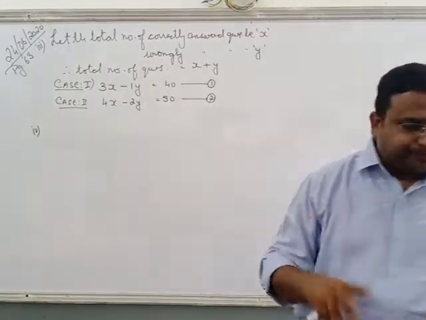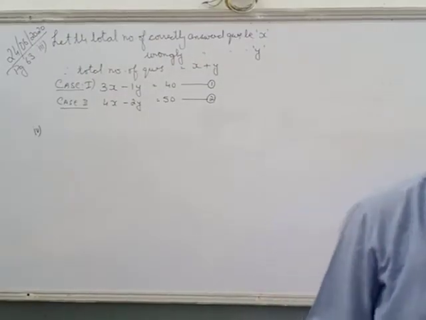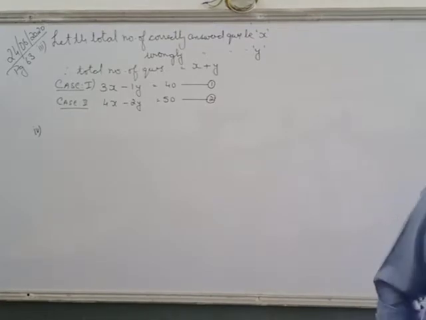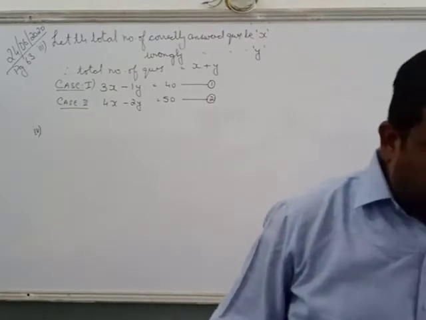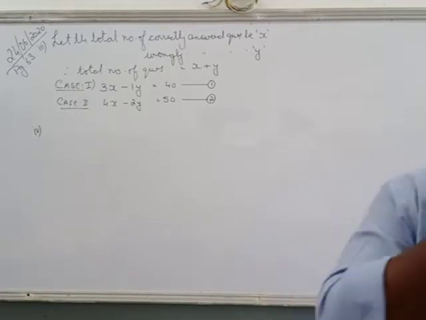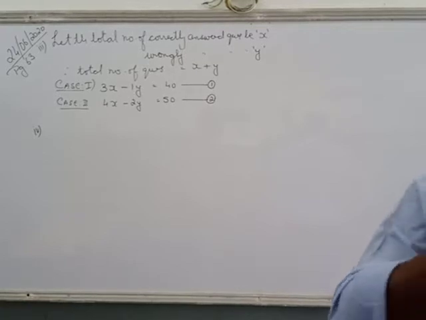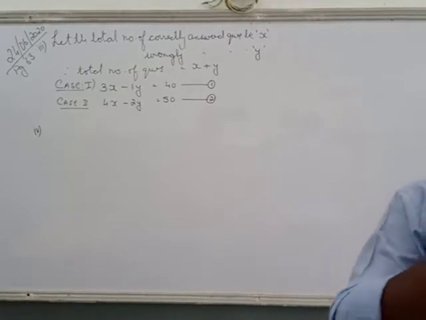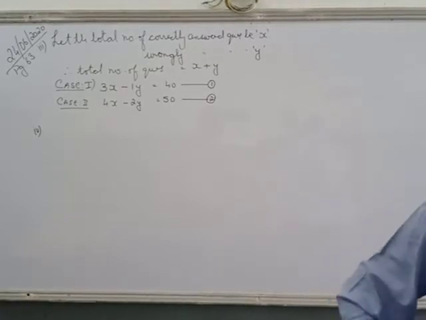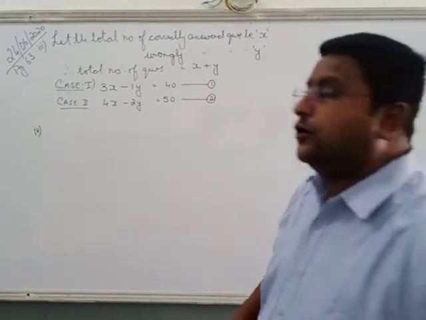So what does he say? Places A and B are 100 kilometers apart on a highway. One of the cars starts from A, another from B at the same time. If they travel in the same direction at different speeds, they meet in 5 hours. If they travel towards each other, they meet in 1 hour. What are the speeds of the cars?